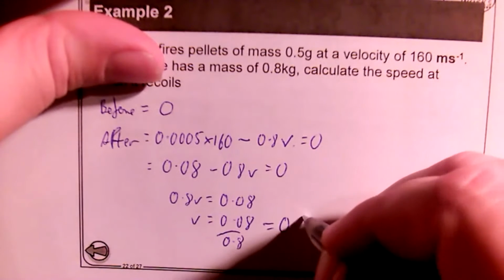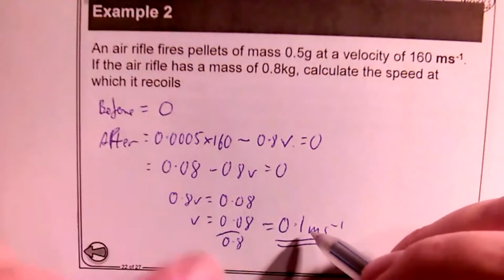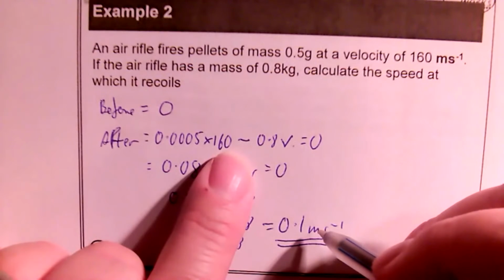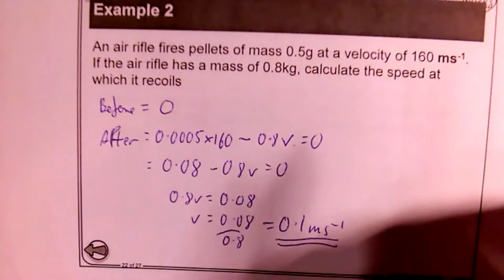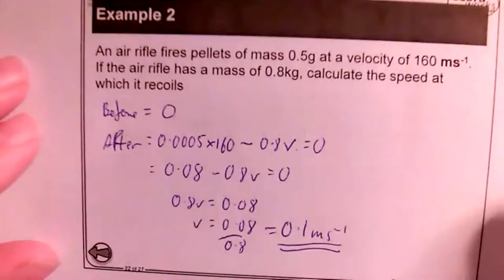That gives you 0.1 meters per second. We've made that positive because I defined the negative direction here. So that is how you go about solving it. Think about what's going on before and afterwards in any conservation of momentum question.